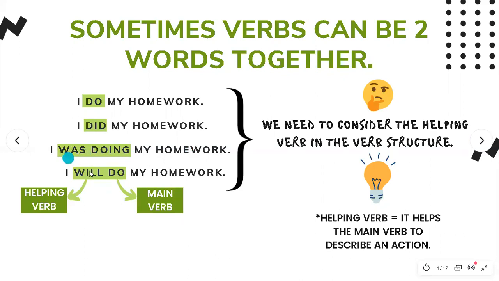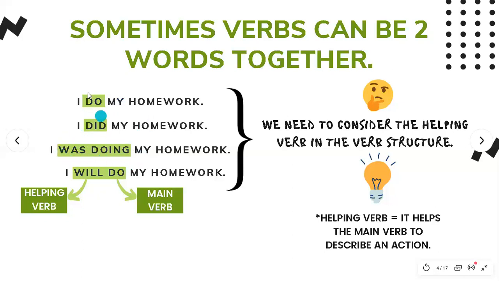Esta palabrita que acompaña a estos tiempos verbales es lo que se llama helping verb, okay? And the helping verb, as it says, helps the main verb to describe an action, okay? Entonces le ayuda al verbo principal a describir la acción, a describirla de acuerdo al tiempo en el que está. So, this is important because we need to consider the helping verb in the verb structure. Entonces, si yo tuviera que reconocer el verbo dentro de la oración, yo no solamente pongo doing, porque ahí estaría incompleta la forma verbal, sino que debo poner was doing, porque esa es la forma verbal completa.